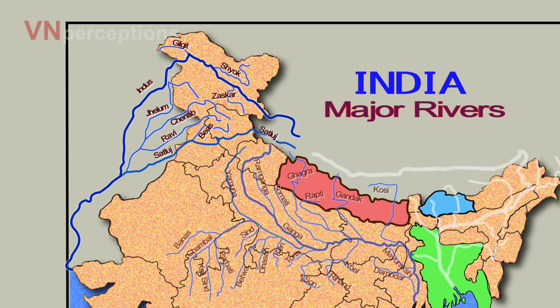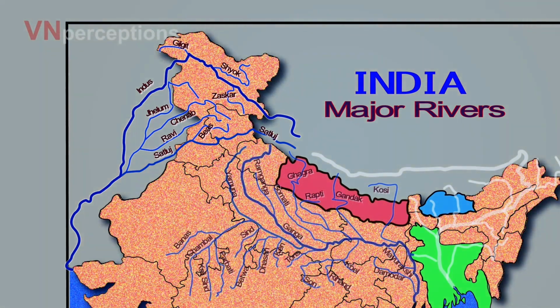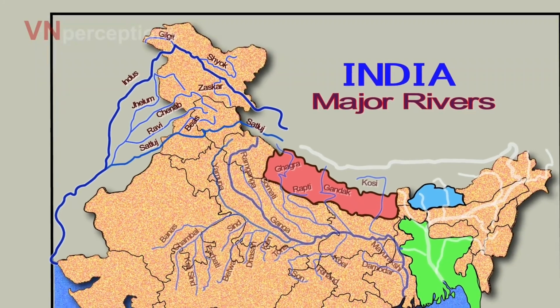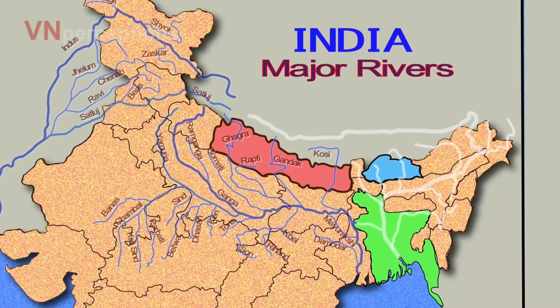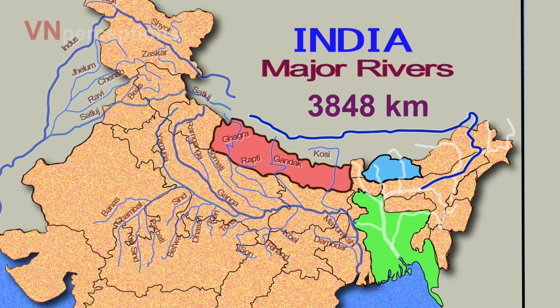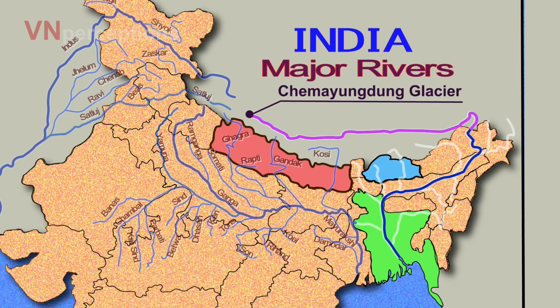The next important Himalayan river is the river Brahmaputra. River Brahmaputra is one of the major rivers of Asia which flows through China, India and Bangladesh. This river is 3,848 kilometers long. River Brahmaputra is also called Sangpo in Tibet. It originates on the Chemayungdung Glacier located on the northern side of the Himalayas in Burang County of Tibet.